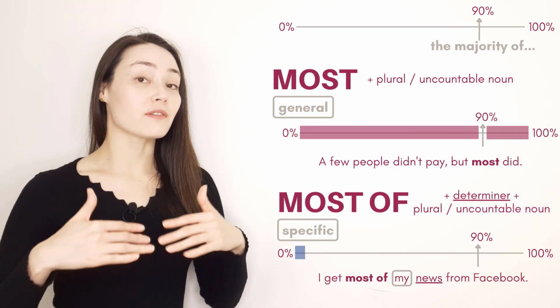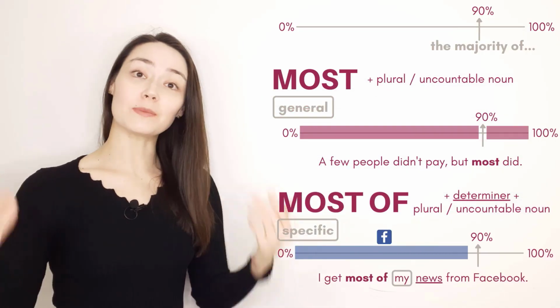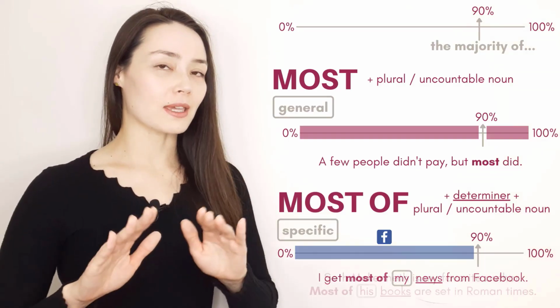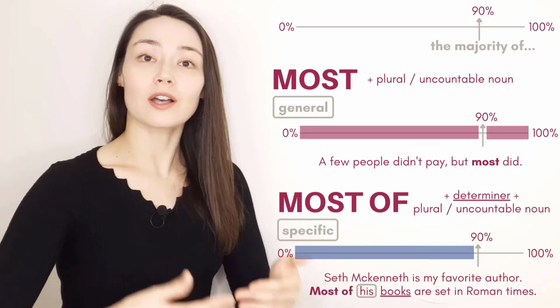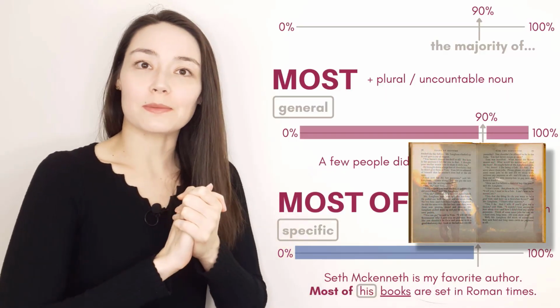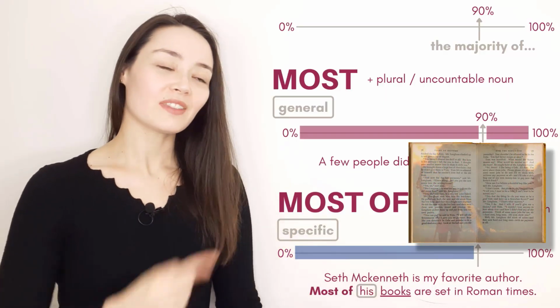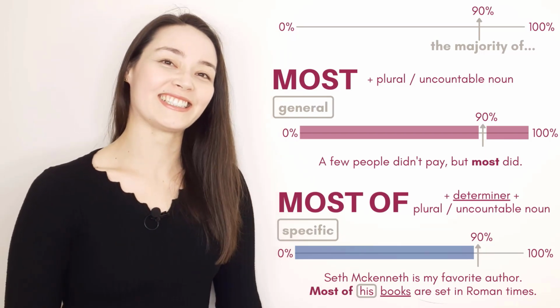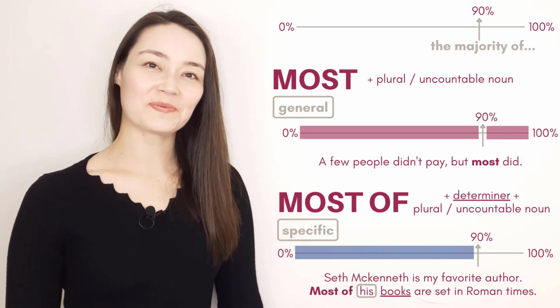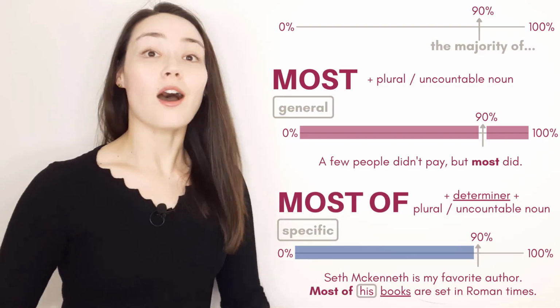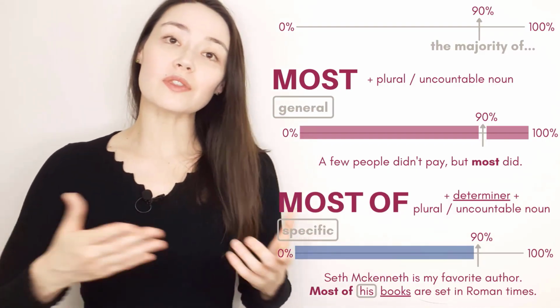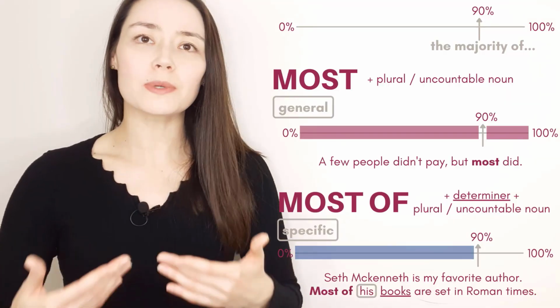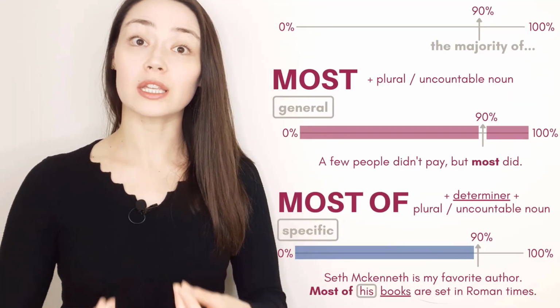I get most of my news from Facebook. Seth McKenneth is my favorite author. Most of his books are set in Roman times, really exciting. He's not a real author, just an example. Okay, if we look at these two structures, it's clear that the second one is more specific. It gives us more information.